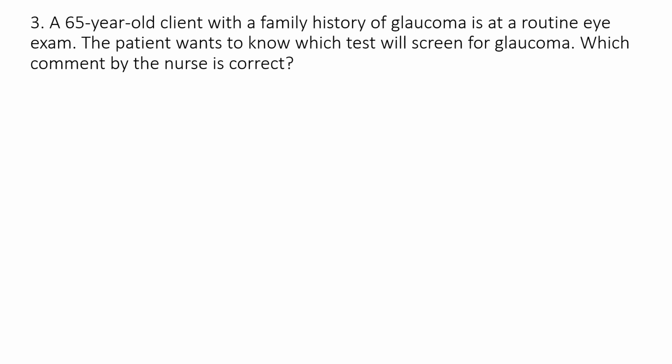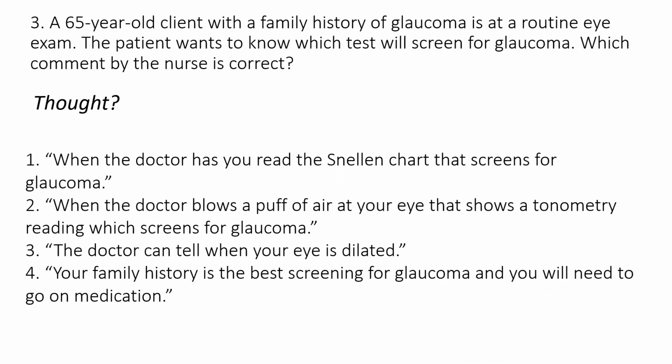Question number 3. A 65-year-old client with a family history of glaucoma is at a routine eye exam. The patient wants to know which test will screen for glaucoma. Which comment by the nurse is correct? Is it number 1, when the doctor has you read the Snellen chart, that screens for glaucoma? Number 2, when the doctor blows a puff of air at your eye, that shows a tonometry reading, which screens for glaucoma? Number 3, the doctor can tell when your eye is dilated. Number 4, your family history is the best screening for glaucoma, and you will need to go on medication.